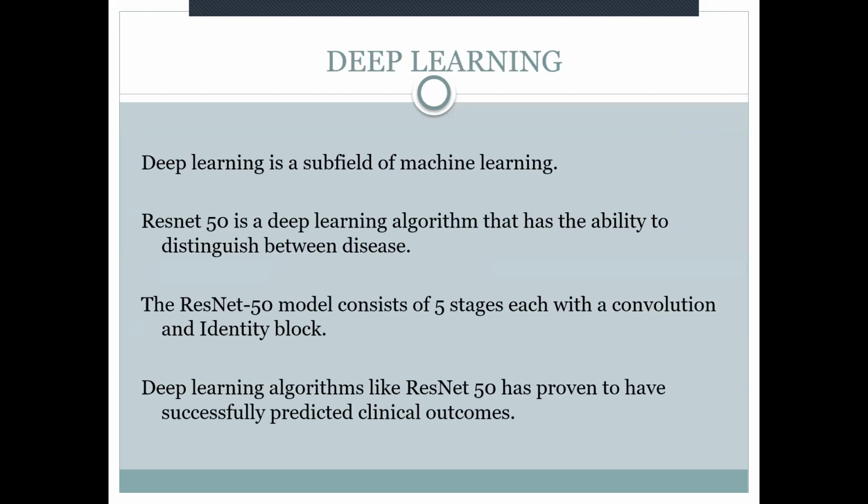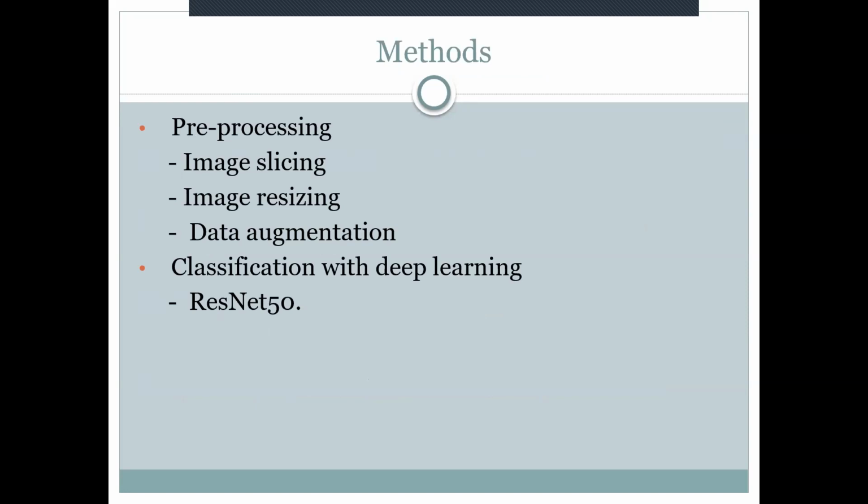And we also know deep learning is a subfield of machine learning, and ResNet 50 is another deep learning algorithm that came to limelight in 2015, and has been used in several experiments and investigations, and has been so successful. According to several researches and papers, it was said that it could predict clinical outcomes and could perform medical classification efficiently. So the method we used, we are just going to go a little bit deeper into it.